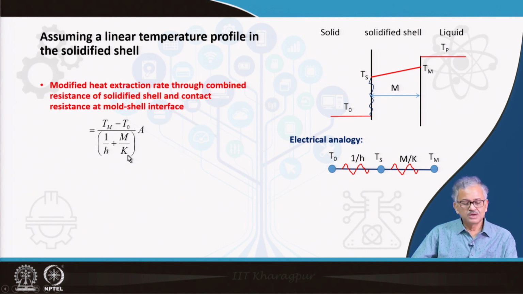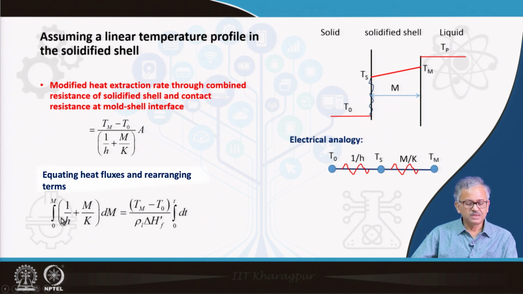So, the modified heat extraction with the combined load, that is the total resistance, is 1 by H plus m by k, and Tm minus T naught is the potential difference, into area. This flux, Tm minus T naught by resistance, into area, is the heat per unit time that you are extracting into the mold. Now two resistances are coming into the picture. You can equate this to the heat generated per unit time due to solidification, rearrange the terms, and integrate, and after integrating you will get this equation.